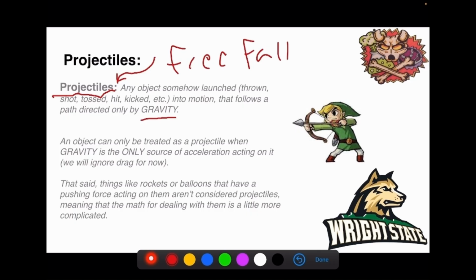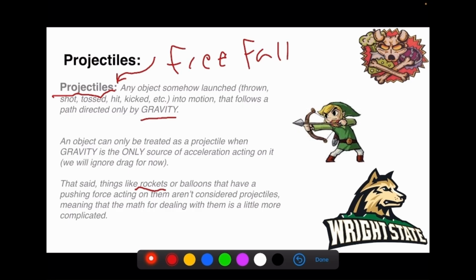Objects that are in free fall, following a path gravity decides. Again, we're going to treat objects like projectiles when the only source of acceleration acting on them is gravity. So something like, for instance, a rocket or a balloon has a force acting on it, right? Rockets have all that fuel exploding on the bottom that pushes the rocket upward. That is not a projectile.